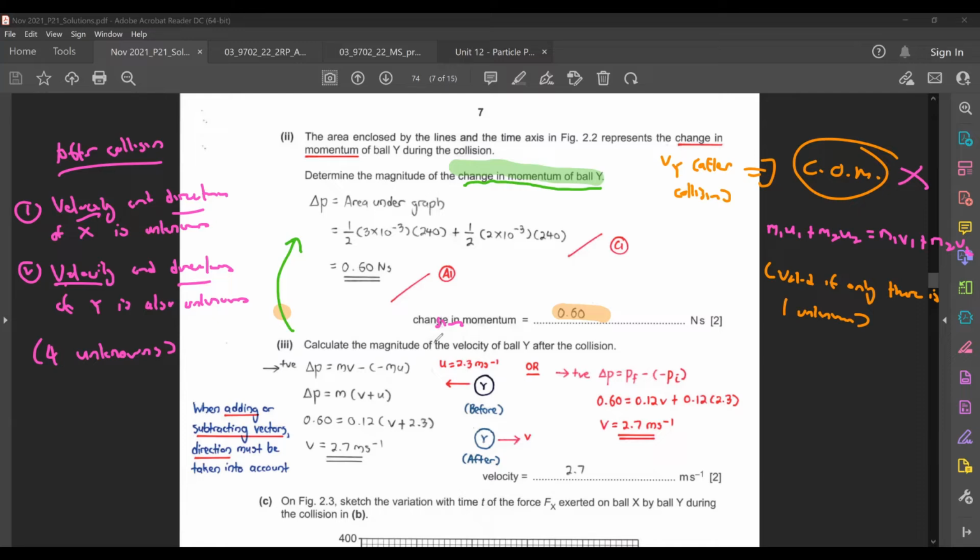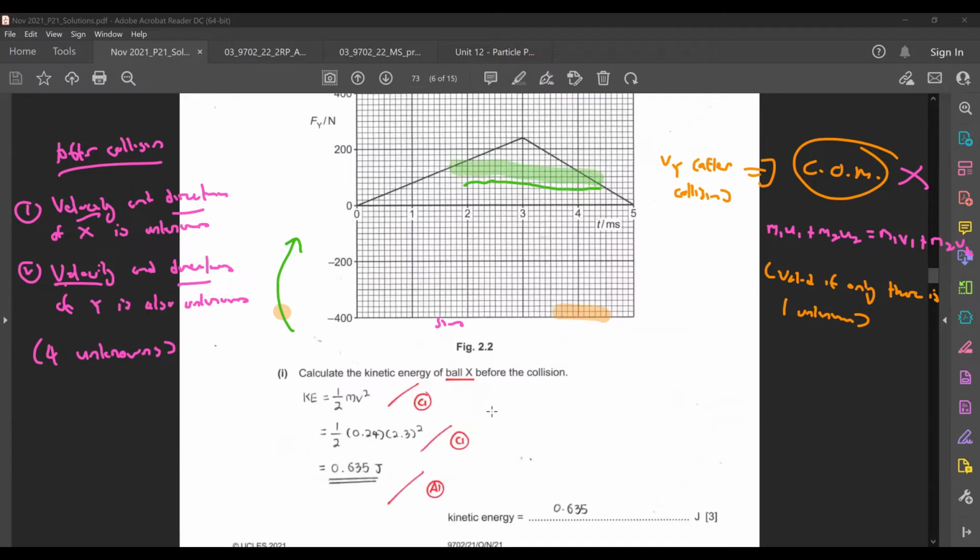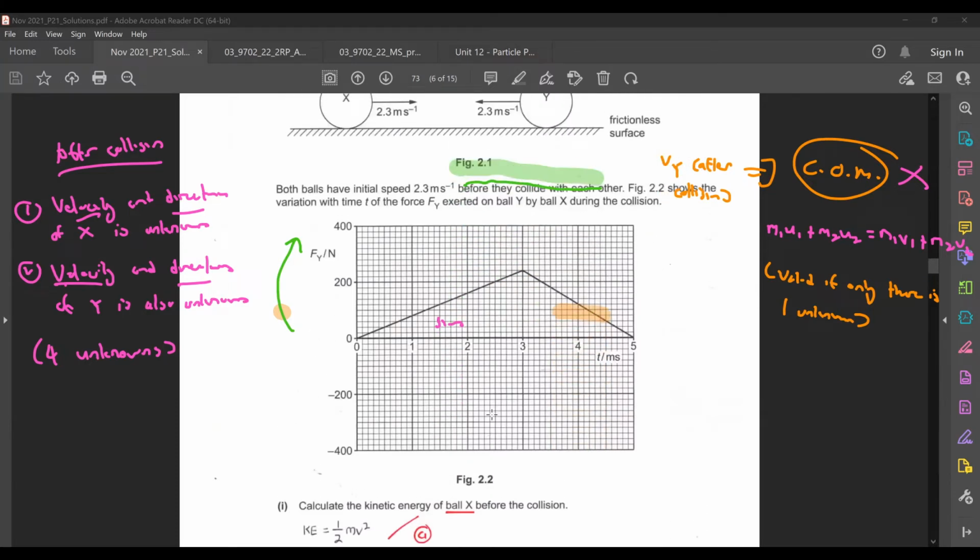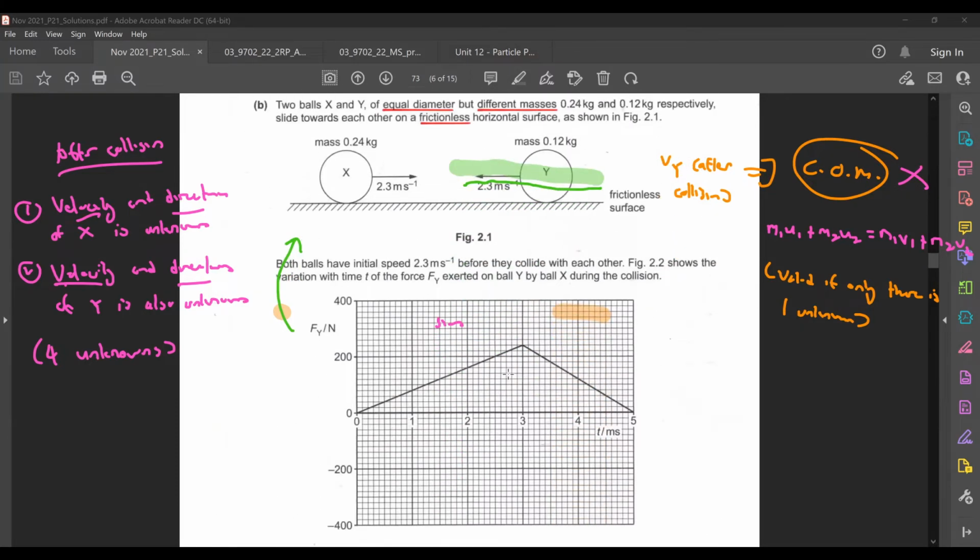So what are the things that you can do? Now, in my case, I can actually deduce the direction of ball Y. The direction of ball Y can actually be deduced. You see, this one is 2.3 meter per second. This one is 2.3 meter per second. But this one is 0.24. This one is 0.12. This one is larger mass, right?